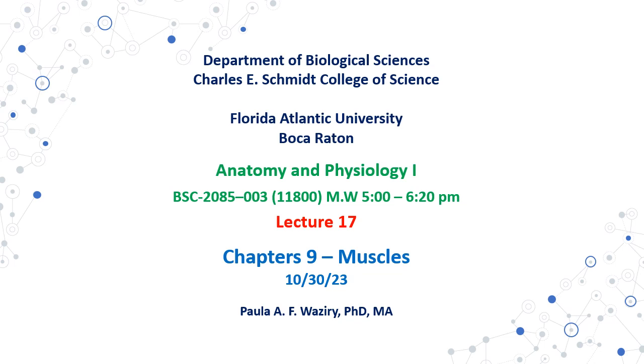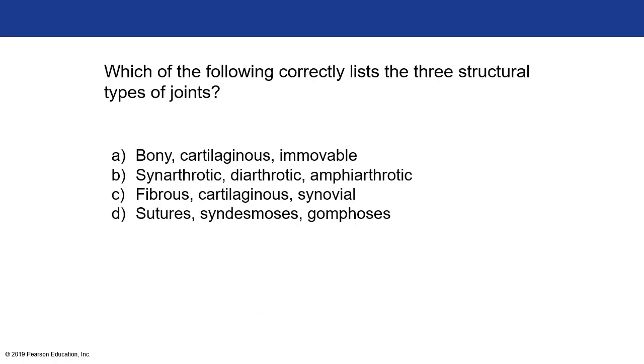Now, as I promised, which of the following correctly lists the 3 structural types of joints? So we know the answer for that. What is the answer? So everybody got C? Yes. All right, so there's fibrous, cartilaginous, and synovial.